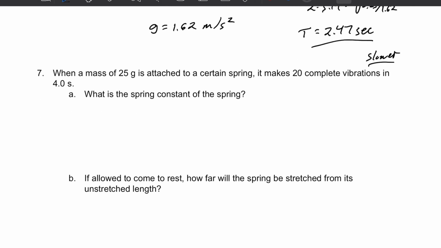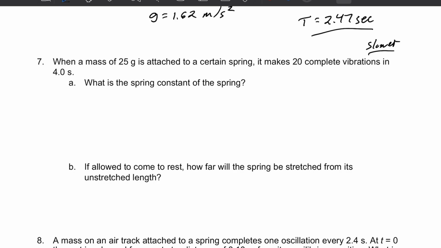Number 7, when a mass of 25 grams is attached to a certain spring, it makes 20 complete vibrations in 4 seconds. Let's isolate what we have. The mass, we don't use 25 grams, we would use 0.025 kilograms. If it makes 20 complete vibrations in 4 seconds, the frequency would be 5 hertz because it's doing 5 per second.